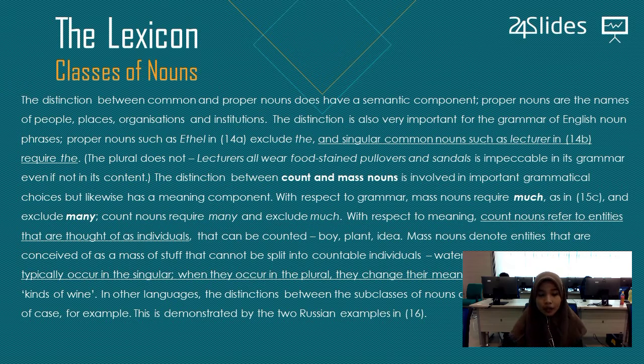Mass nouns typically occur in the singular. When they occur in the plural, they change their meaning. Wine has the interpretation kind of wine. In other languages, the distinction between the subclasses of nouns is relevant for the assignment of case. For example, this is demonstrated by the example in 16.